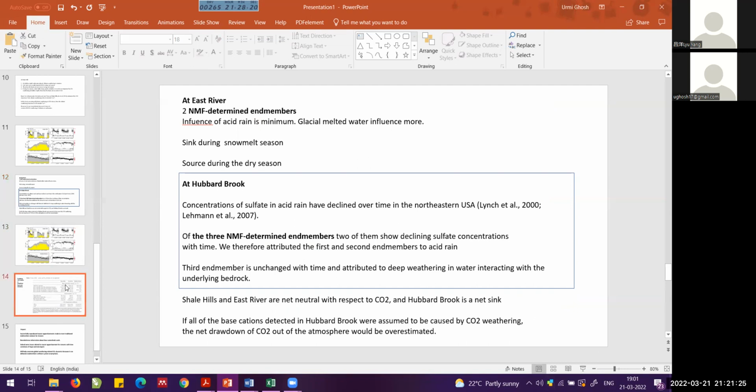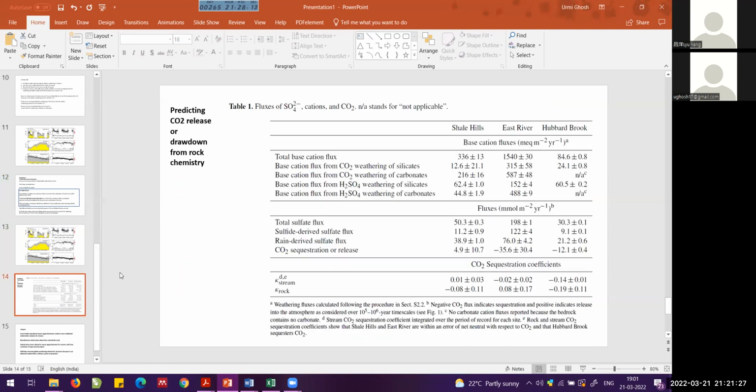Apart from predicting from the stream water, they also tried to predict the same from the rock chemistry, to cross validate. What they have found is that at Shale Hill, from stream water, they predicted a slight, almost neutral value, and from rock also these two values are close to zero.